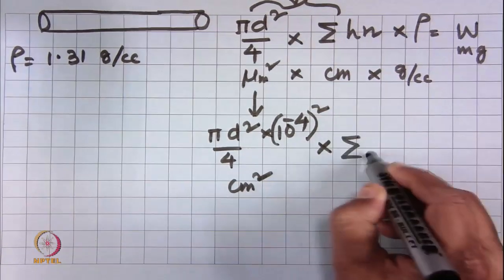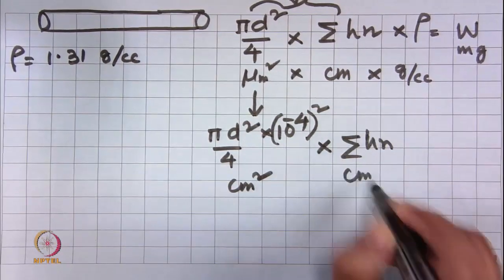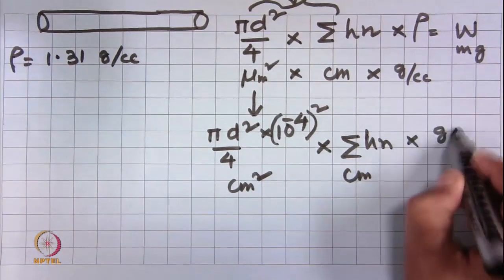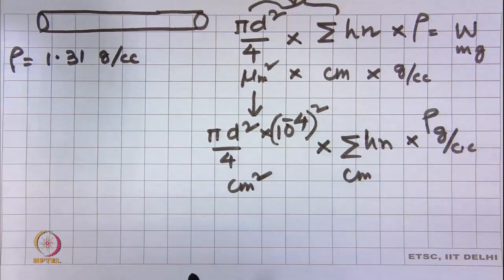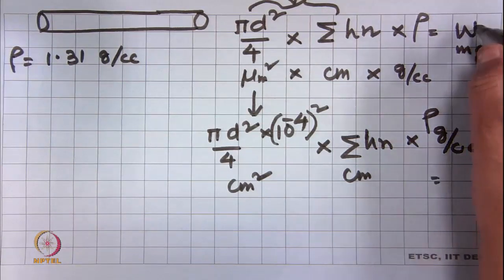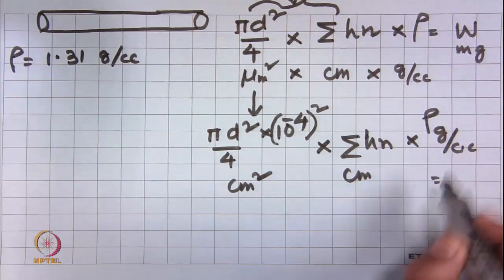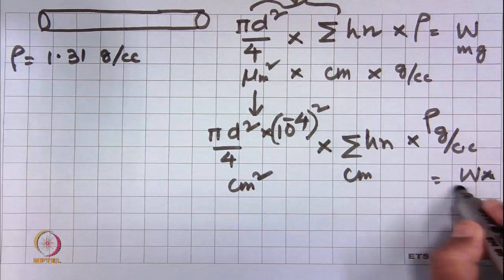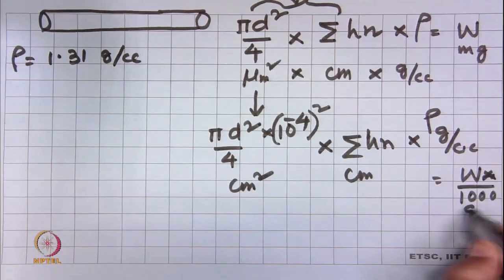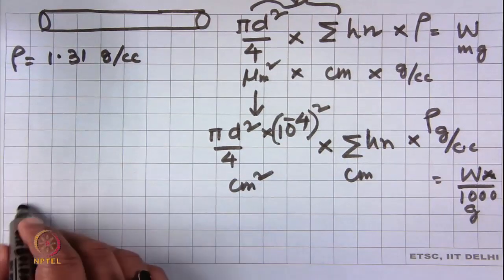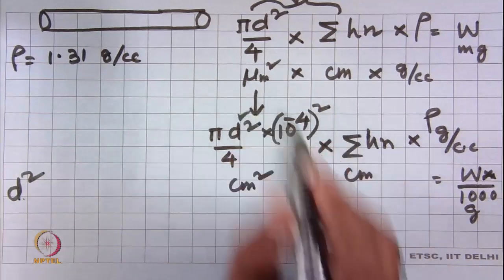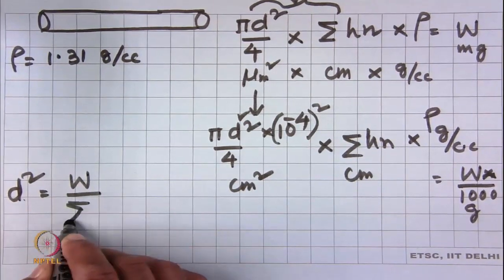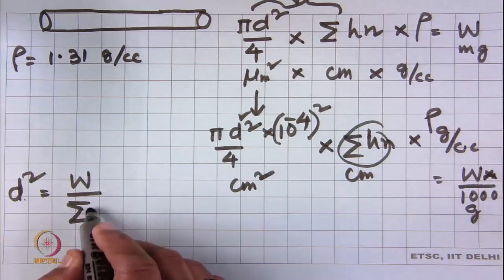So, this remains same, this is centimeter unit, that means centimeter cube, and this unit is gram per cc, rho remains same, and that means the total unit here is becoming gram. So, we have to convert it in terms of gram, W by 1000, this unit becomes gram. Now, if we see d square, we are just rearranging this, d square becomes W by this one, this will go to the other side chain.